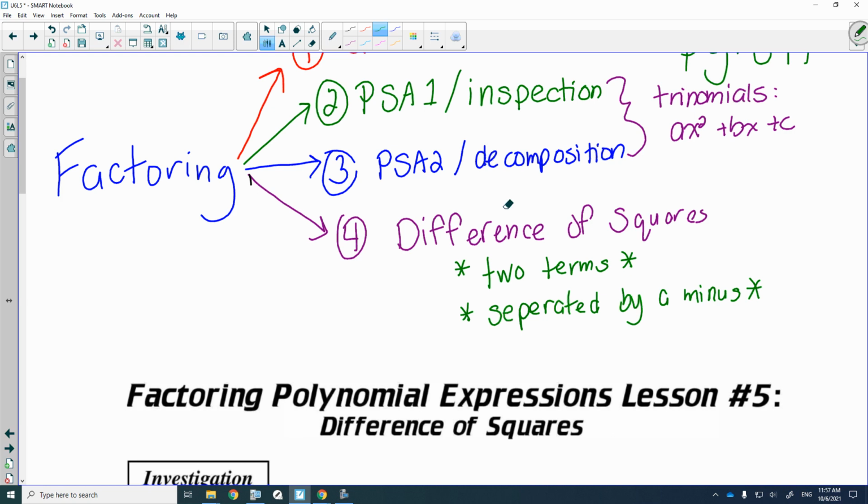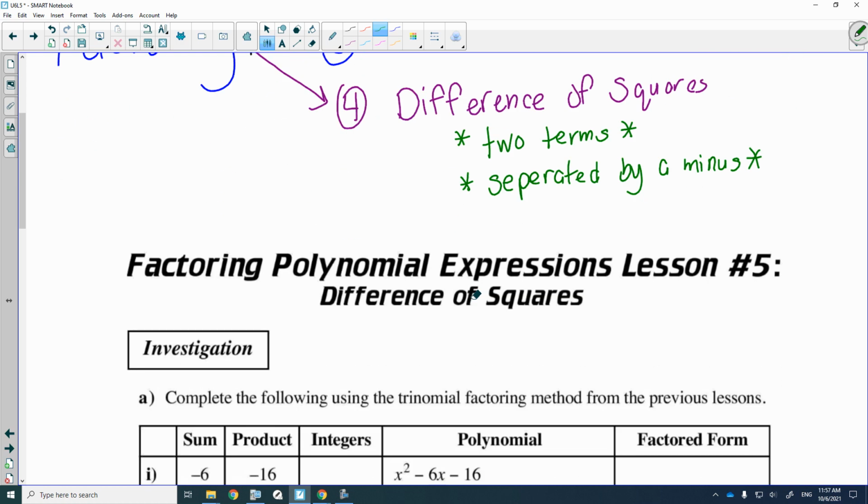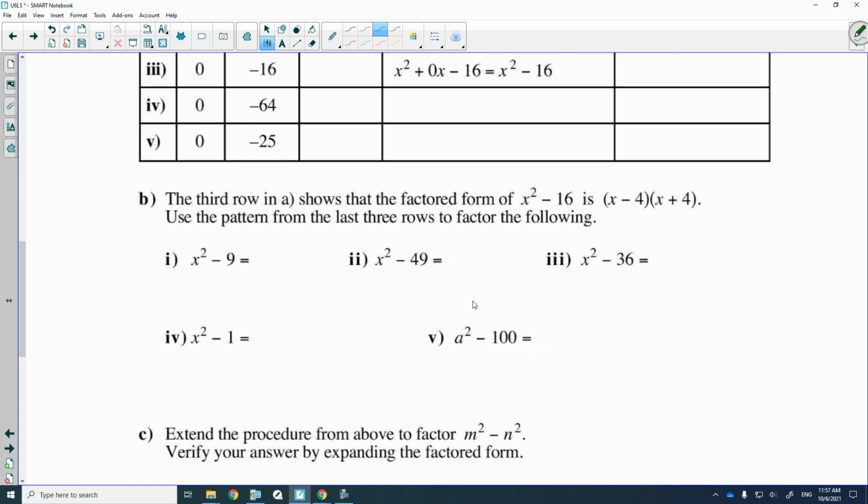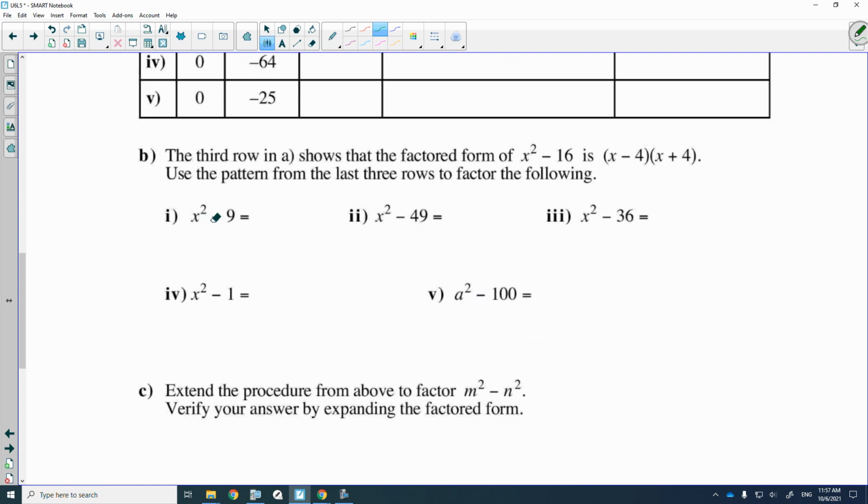Okay, so let's look at an example of what is this difference of squares. Two terms separated by a minus. How do we factor this? Go down here to B, x squared minus 9. So you're going to look at this and you're going to say, two terms separated by a minus. I bet this is a difference of squares. When we talk about a difference of squares, you're going to factor it. You're going to have two answers. So you set up yourself two brackets.